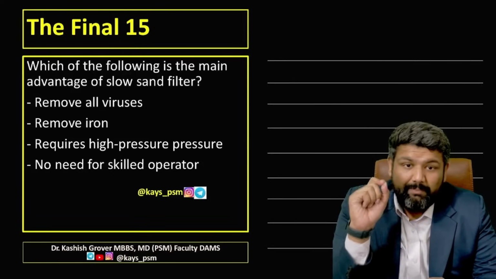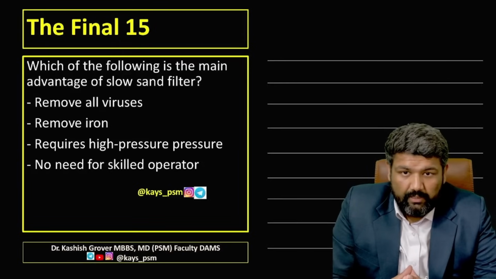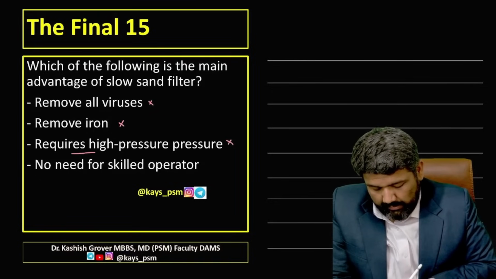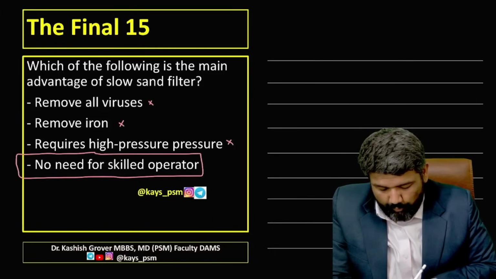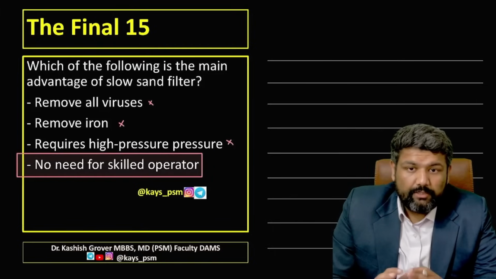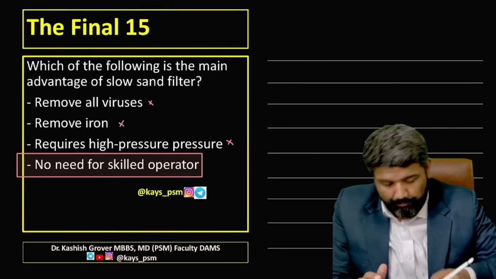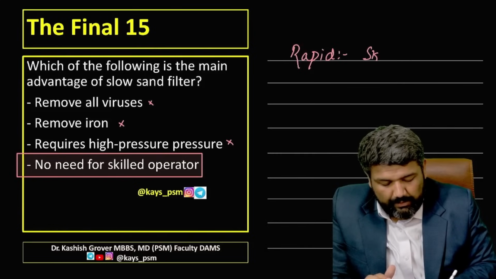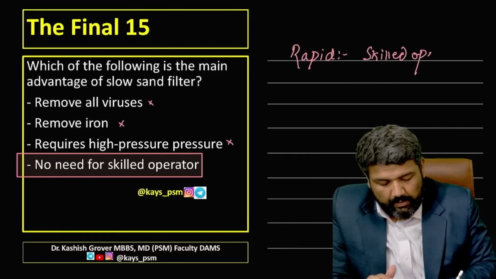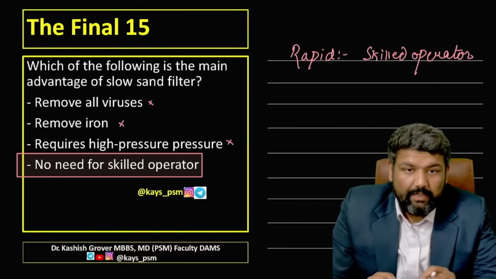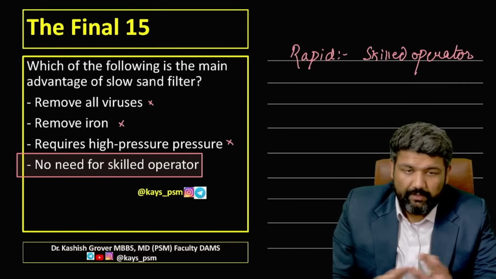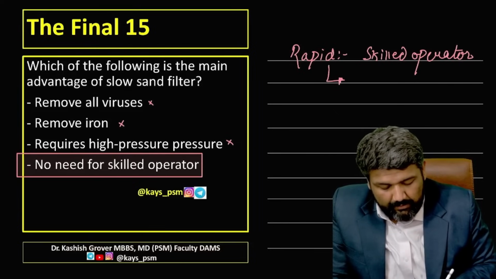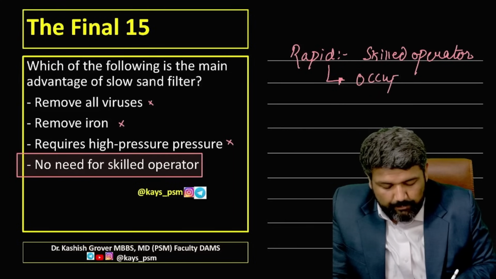Which of the following is the main advantage of slow sand filter? Removes all viruses? No. Removes iron? No. No need for skilled operator. In slow sand filter, there is no need for a skilled operator. But in rapid sand filter, a skilled operator is needed. In slow sand filter, it is not needed. Also, I want to tell you, rapid sand filter occupies less space.